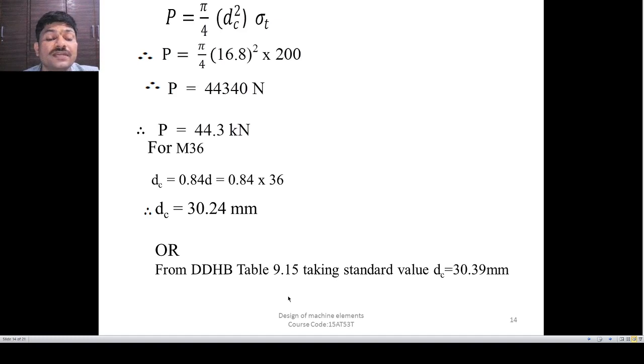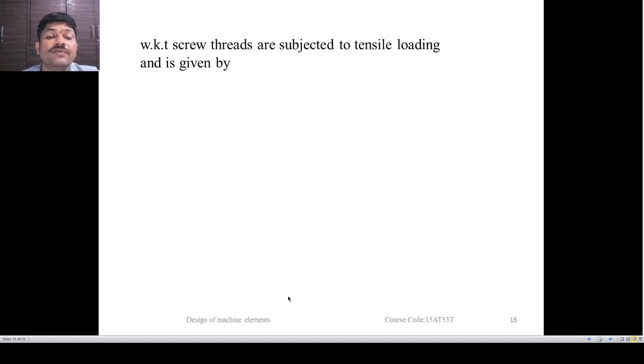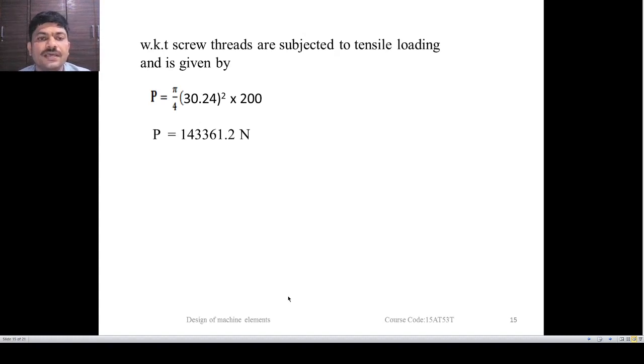Once again we proceed in the same manner. We already know that when bolts are subjected to tensile loading, it is given by the equation P is equal to pi by 4 dc square into sigma t. Substitute the value and find out. So here we are getting 143,361 N, or you can convert to kilonewton, that is 143.36 kN.